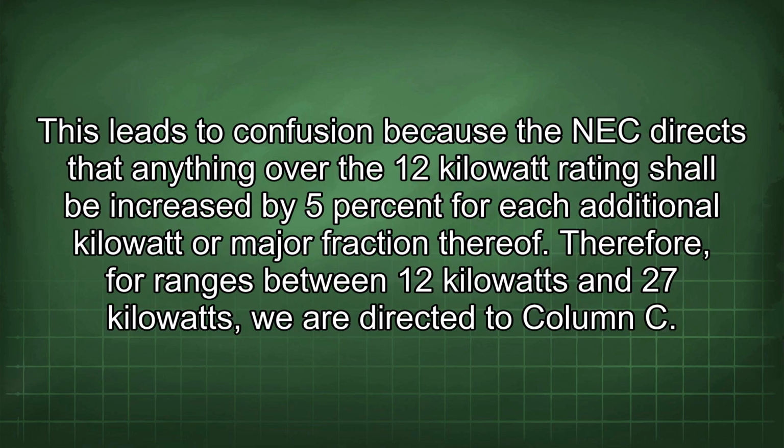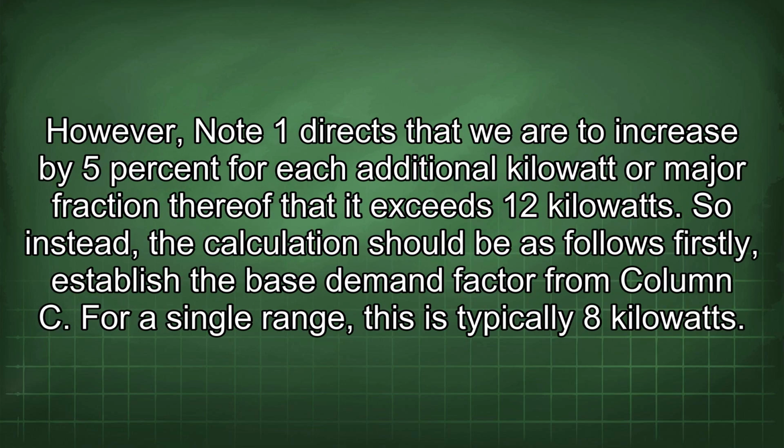This leads to confusion because the NEC directs that anything over the 12 kilowatt rating shall be increased by 5% for each additional kilowatt or major fraction thereof. Therefore, for ranges between 12 kilowatts and 27 kilowatts, we are directed to column C. However, Note 1 directs that we are to increase by 5% for each additional kilowatt or major fraction thereof that it exceeds 12 kilowatts. So instead, the calculation should be as follows.